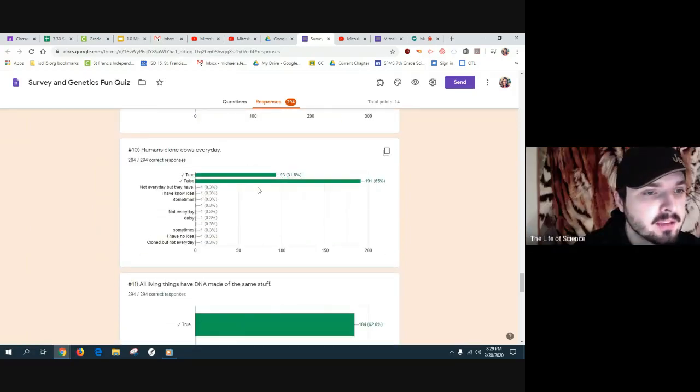All right, number 10, humans clone cows every day. We got 93 of you saying true, 191 of you saying false. The answer is true. So basically, we're able to select for traits of certain cows that we want, and we can take a cell of a cow and put that nucleus inside of that cell in order to have the cow that we're selecting for produced.